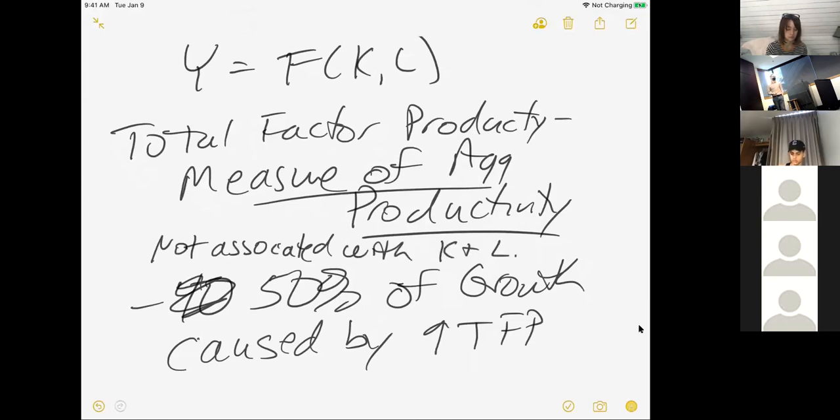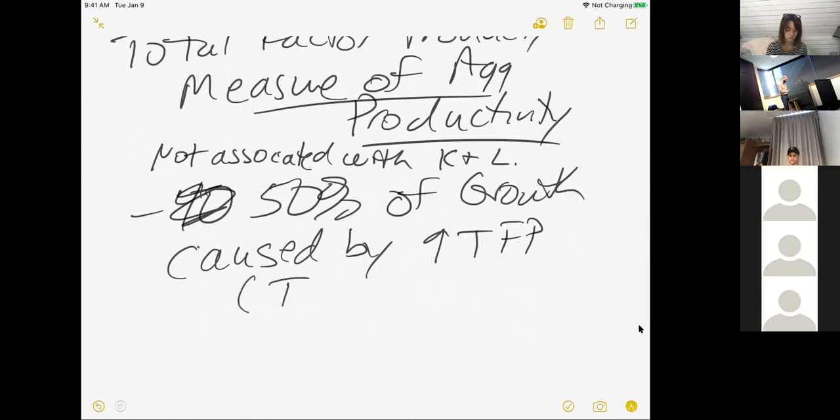So it really is a measure largely of technology, right? And so when we say 50% of growth is caused by total factor productivity, that's largely technology, though, without getting too deep, there's other stuff in there that is probably not technology. That's just an empirical problem that economists have to deal with, right? We can't measure technology directly, so we kind of have to measure it indirectly.